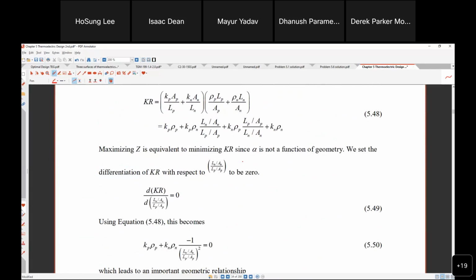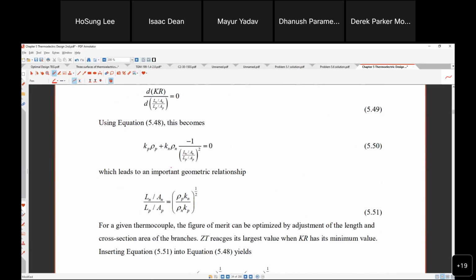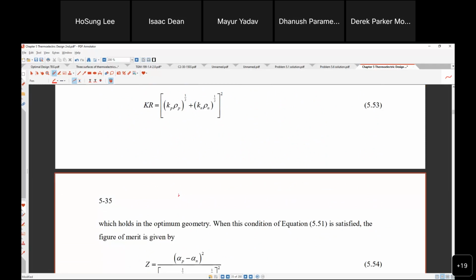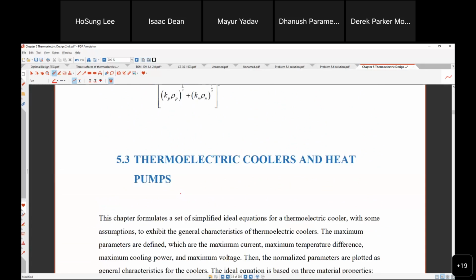And also there is some equation for optimization. As long as we have the relationship, that's why I told you, the AN relationship and the AP relationship, we can get it from this equation so that they can design and optimize it. Now, I'm going to move on to the cooler.